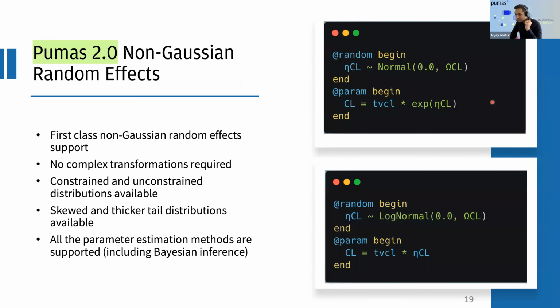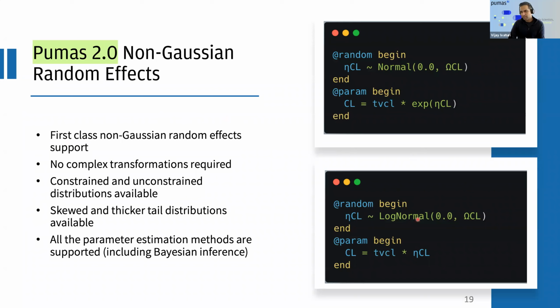The second feature is only available in Pumas at this point, and it is the idea of non-Gaussian random effects. We have first-class support for non-Gaussian random effects. What does that mean? All of us know, and we've learned, that the etas, the realizations of your between subject variability, are normally distributed. That is a hard assumption that is baked into the way it is available in other tools. But in Pumas 2.0, you don't have that assumption anymore. You can assume your etas to be any distribution.